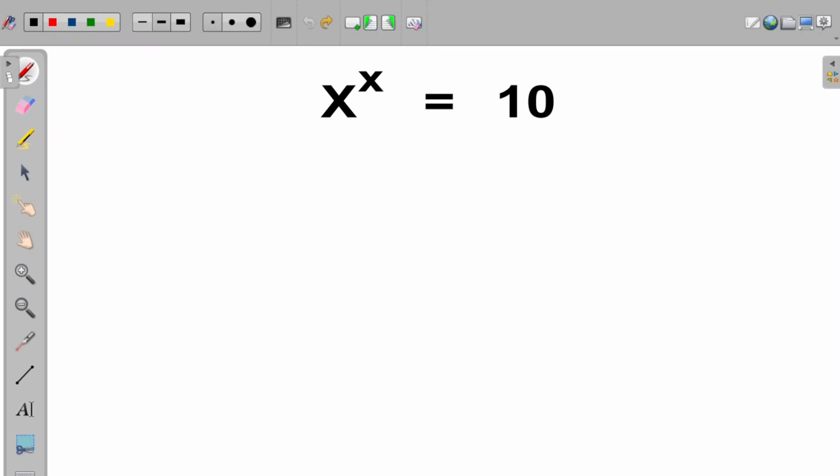In this math tutorial video, we will apply the Lambert W function to be able to obtain the approximate value of x.